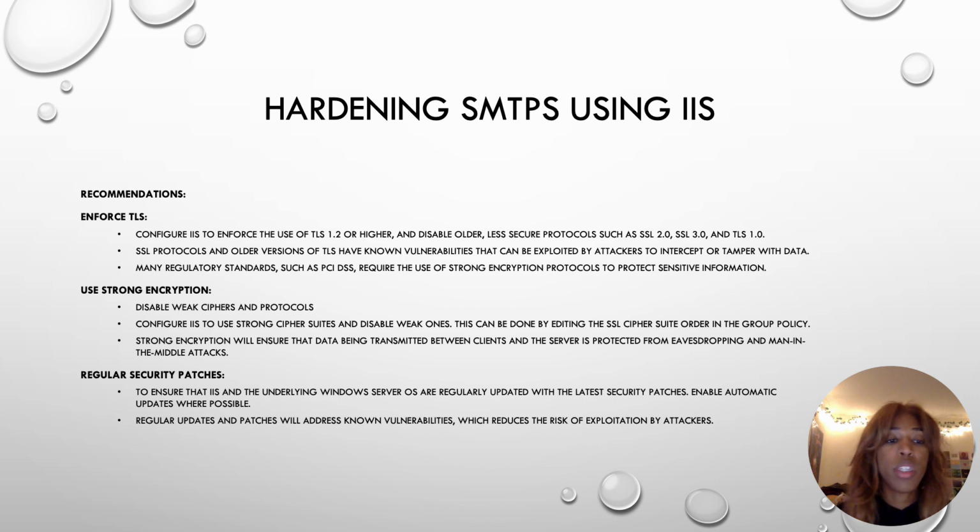Another recommendation would be to use strong encryption and disable weak ciphers and protocols. Configure IIS to use strong cipher suites and disable weak ones. This can be done by editing the SSL cipher suite order in the group policy, actually just by group policy, and strong encryption will ensure that data being transmitted between clients and the server is protected from eavesdropping and man-in-the-middle attacks.